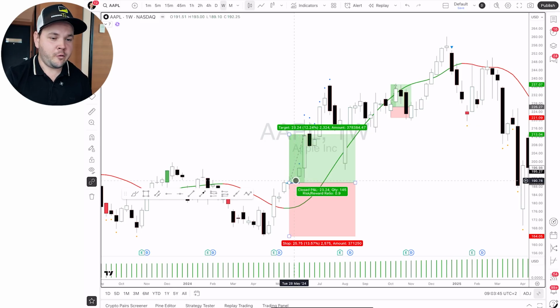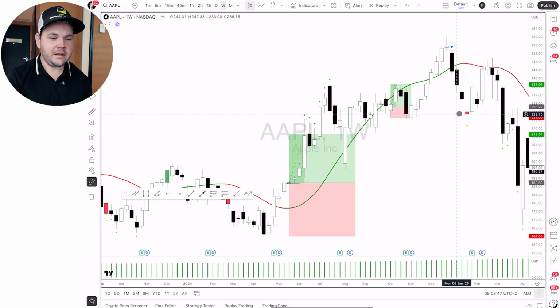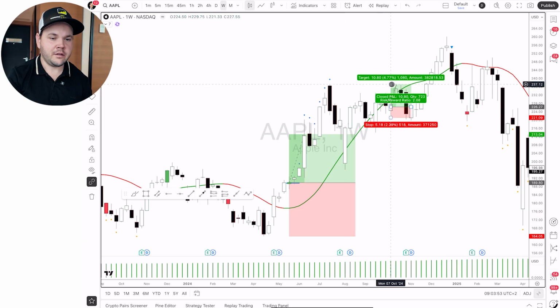Then I keep the other half of my trade for a further take profit. And usually it's going to be when the hull turns red. This will be my full exit. Or if we have more dots on the way, I'll take some partial profits on the way.